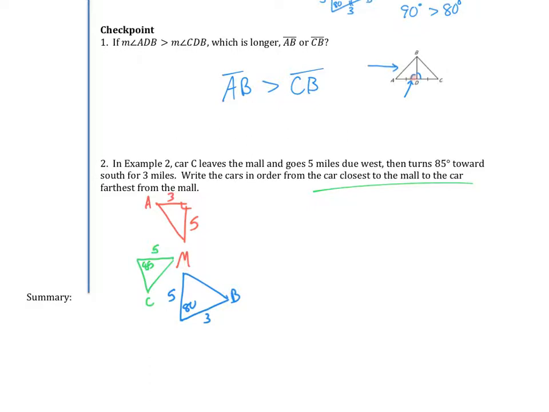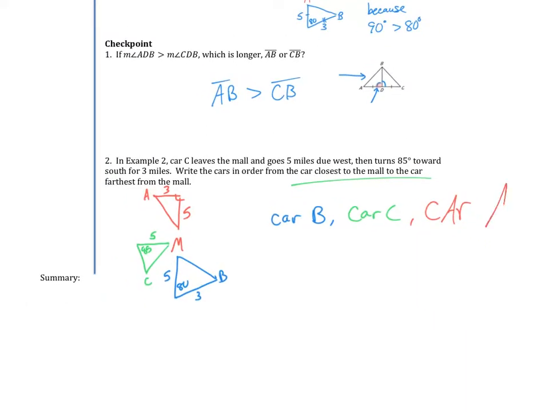So the smallest angle is 80. So car B is closest. And then it's car C because 85 is bigger than 80. And then it's car A because 90 is bigger. So car B, car C, car A. Because B is the smallest angle, C is the next smallest, and A is the biggest. So that means the opposite sides would go in that order.